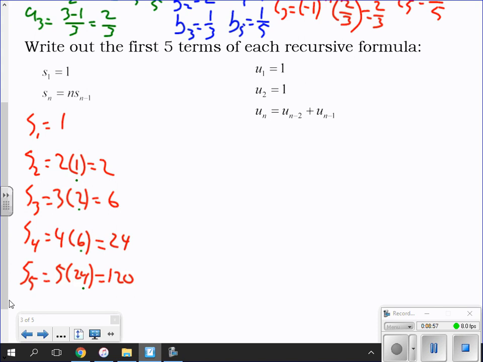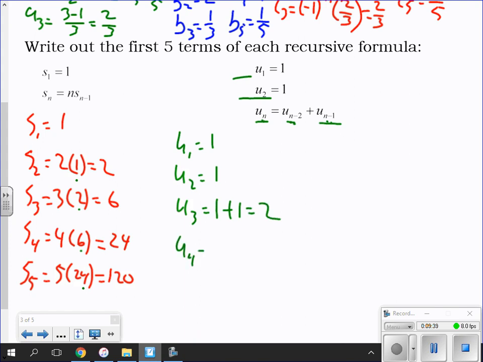This one's a little unique because I'm given the first term, I'm given the second term, and in order to find the next term, I need the 2 before. This is the 1 before the nth term, this is 2 before the nth term. So, u sub 1 is 1, u sub 2 is also 1 because those are given to me. So if I want to find the third term, u sub 3, this would be 3 minus 2 or u sub 1, and 3 minus 1 or u sub 2. So I have 1 plus 1 or 2.